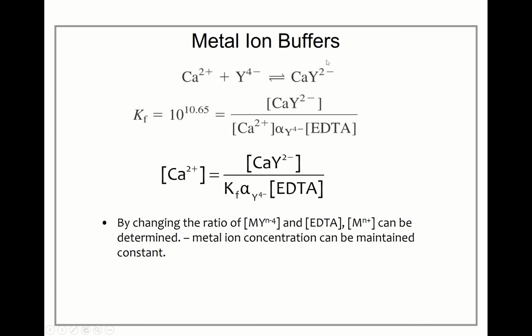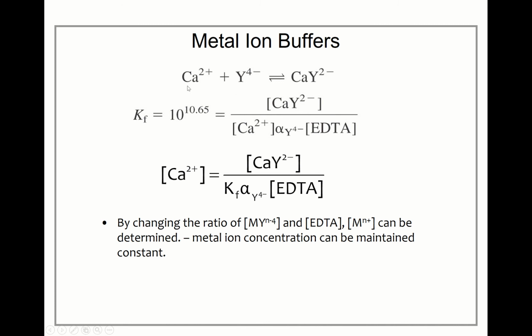Metal ion buffers are like acid-base buffers. You already learned acid-base buffers. To make a buffer, you need a weak acid and its conjugate base, or a weak base and its conjugate acid. The theory behind the acid-base buffer is rather complicated, but a metal ion buffer is really simple to make. It is based on complexation with a complexing agent.